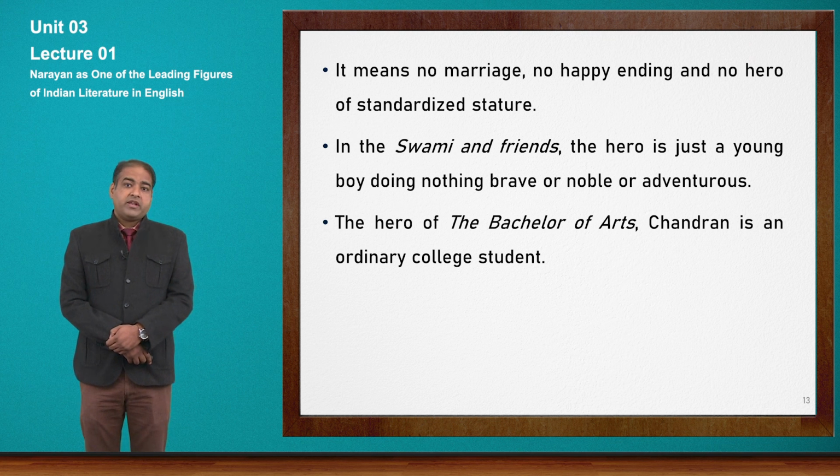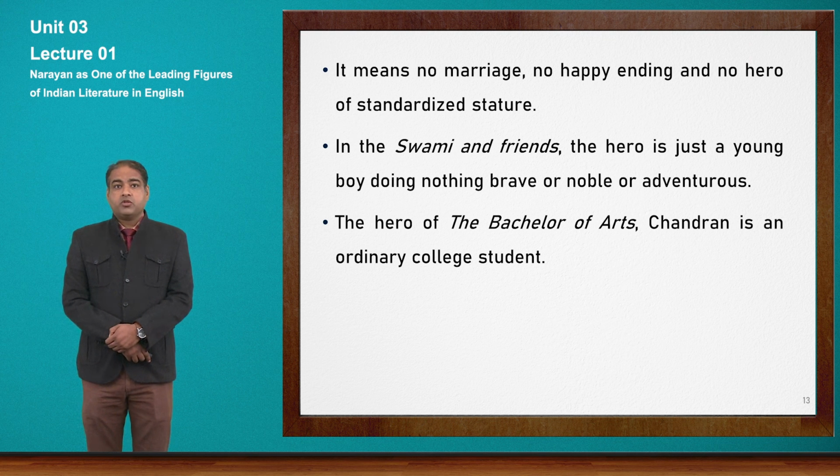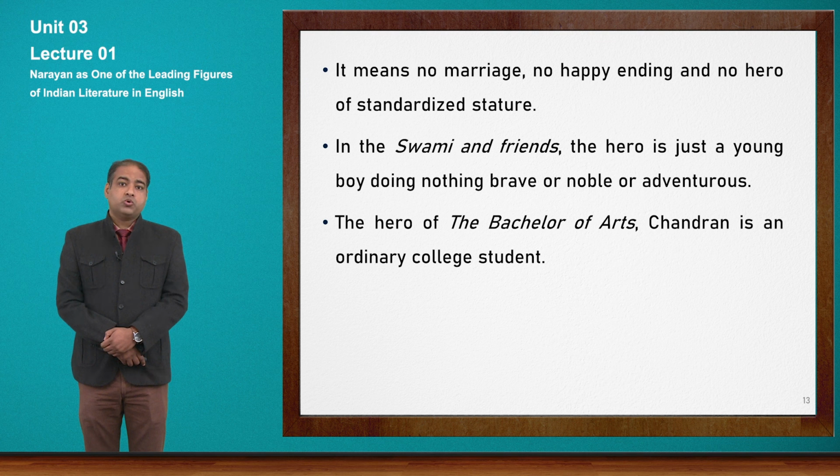Well, friends, when we talk about R.K. Narayan, can we say that there are no marriages in the works of R.K. Narayan, there is no happy ending in the works of R.K. Narayan, and there is no hero of standardized stature in the works of R.K. Narayan? Well, friends, you have to explore by reading the works of R.K. Narayan, and when you read them, you will understand that there is no set pattern which R.K. Narayan follows in his works. A new work with a different kind of setting, then another work with a different kind of ideology.